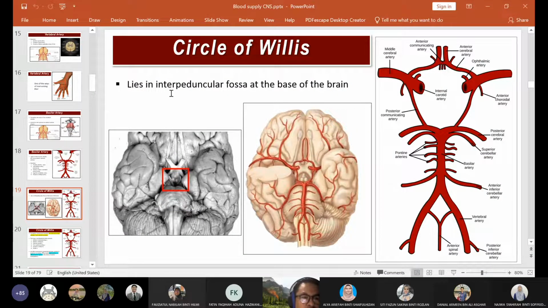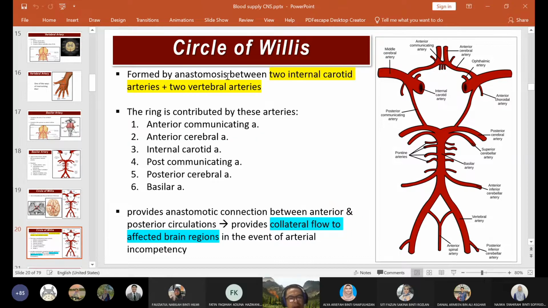So this is the circle of Willis. This is the circle of Willis. It lies in the interpeduncular fossa. It's like a groove, macam lubang lah kot. It's called the interpeduncular fossa, between the peduncles, here at the base of the brain. Formed by anastomosis between two internal carotid and two vertebral arteries. So that is the source of this circle.